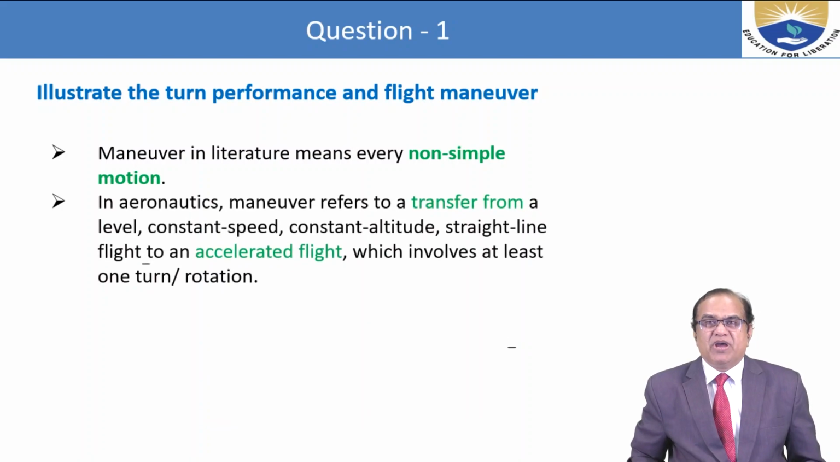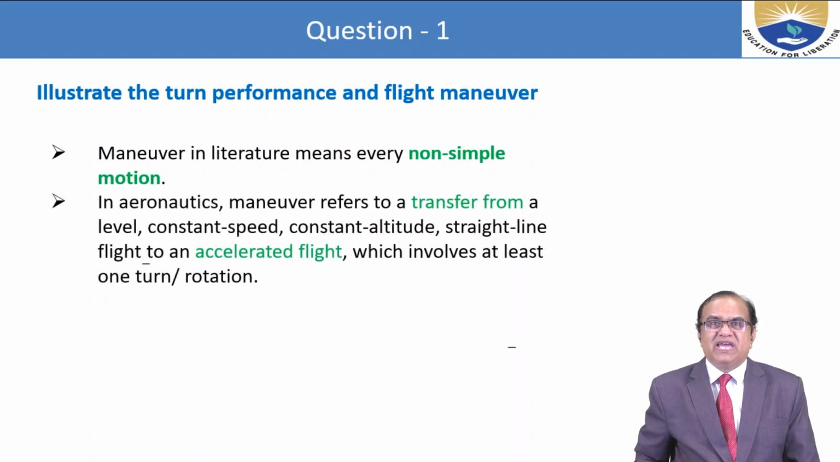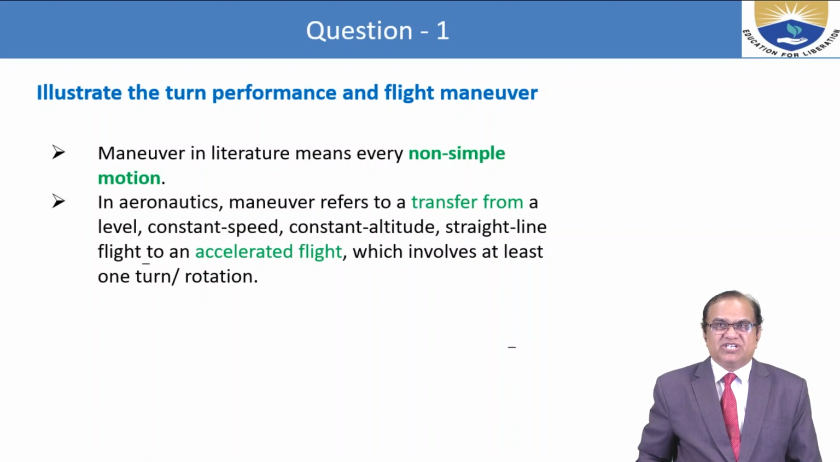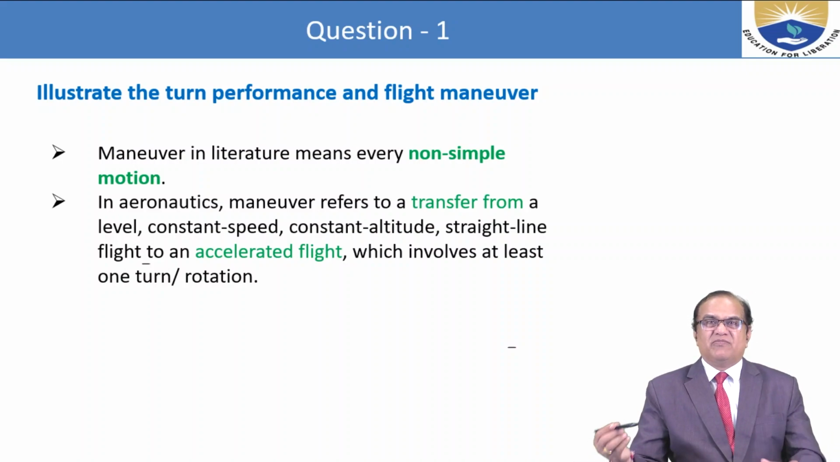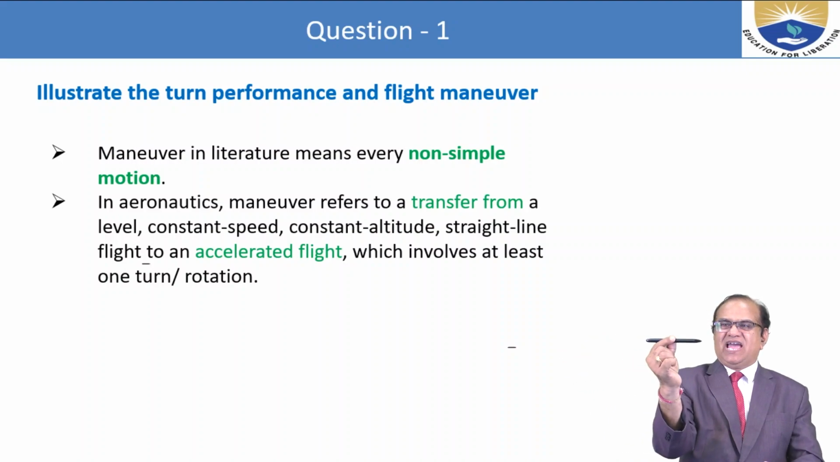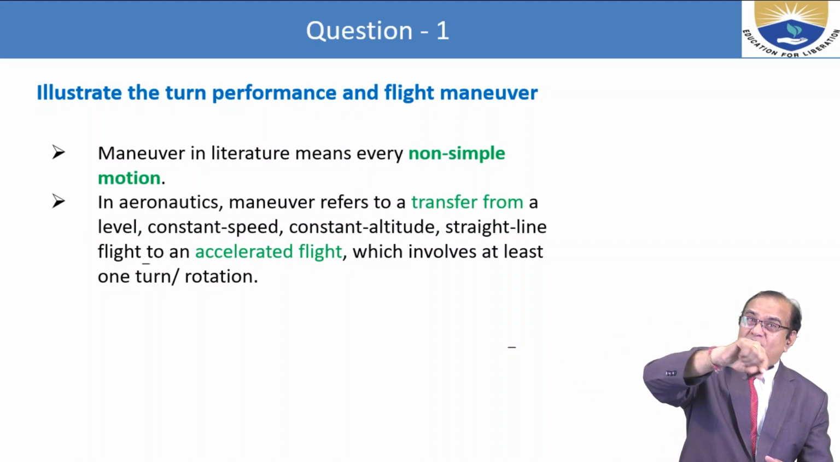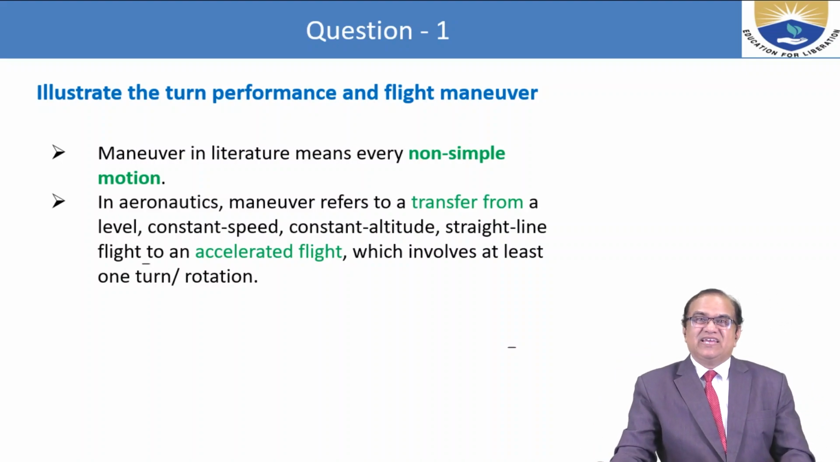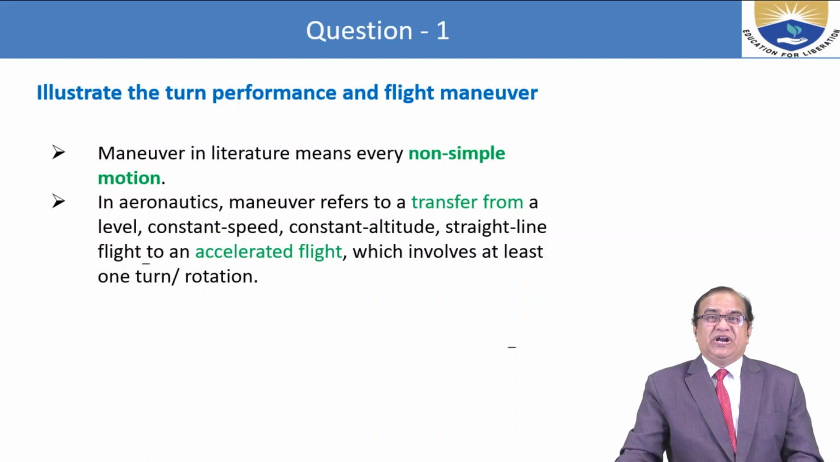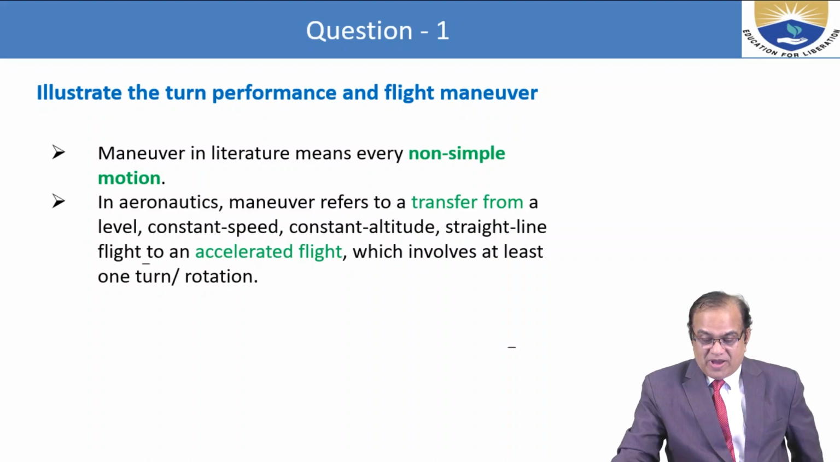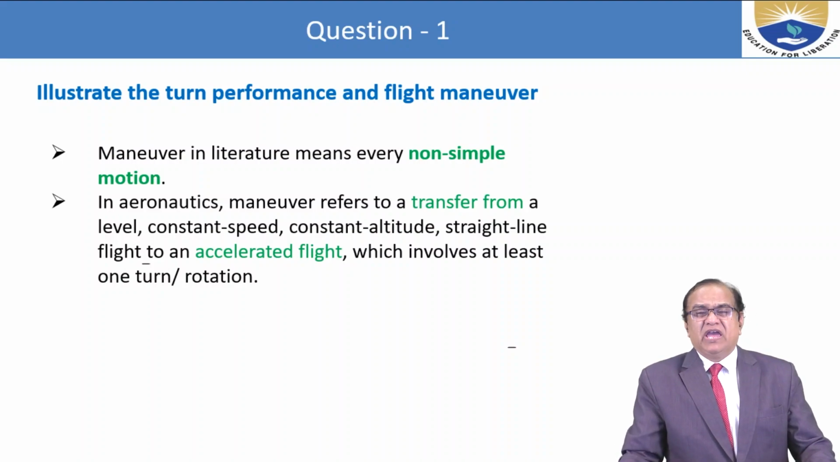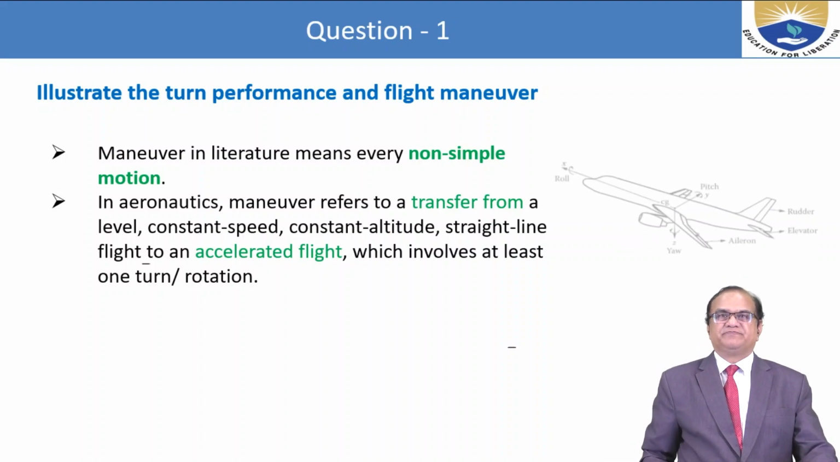In aeronautics, maneuver refers to a transfer from a level, constant speed, constant altitude, straight line flight to an accelerated flight, which involves at least one turn rotation. So, if the aircraft is flying like this, and you start turning like this, minimum one circle should be there. Then it is a turn performance, and it is an accelerated flight which involves at least one turn per rotation. Every rotation should have a minimum one turn.